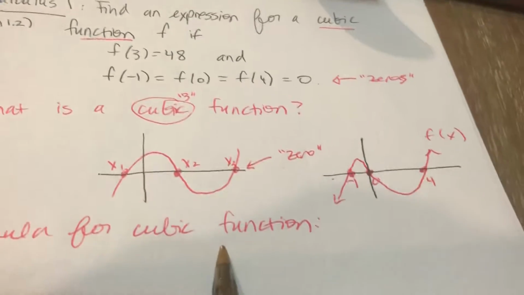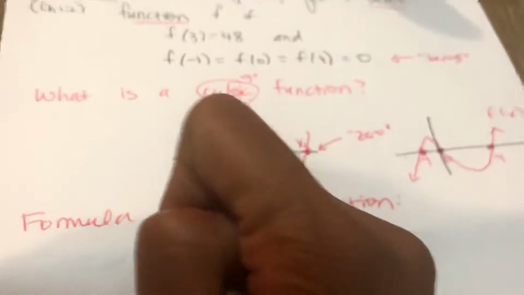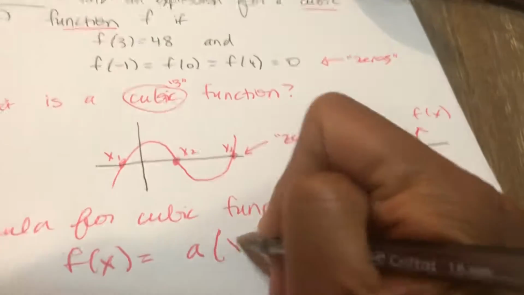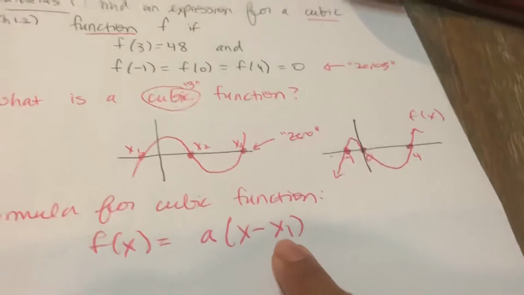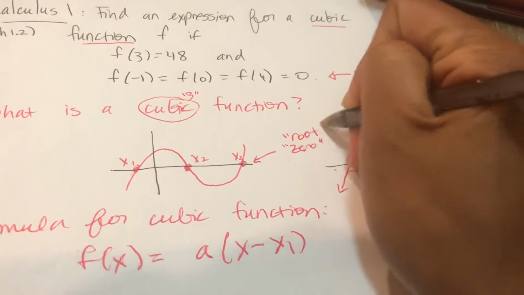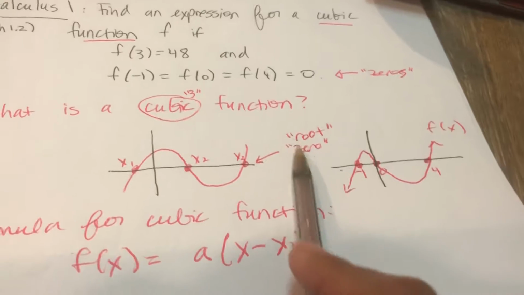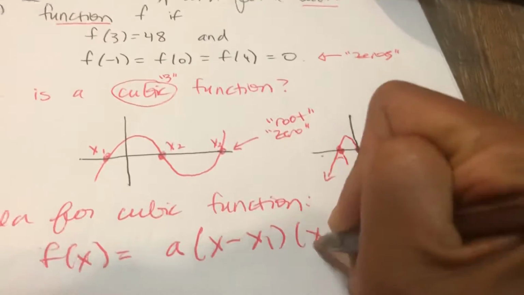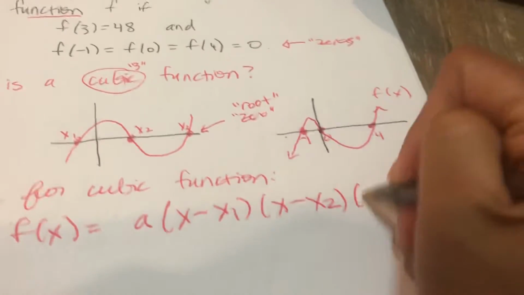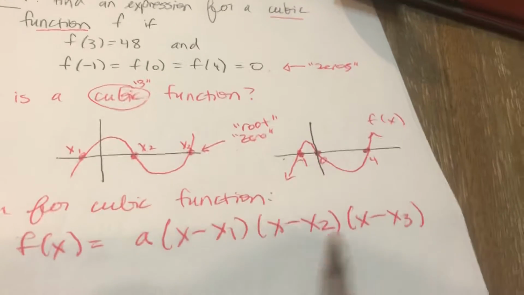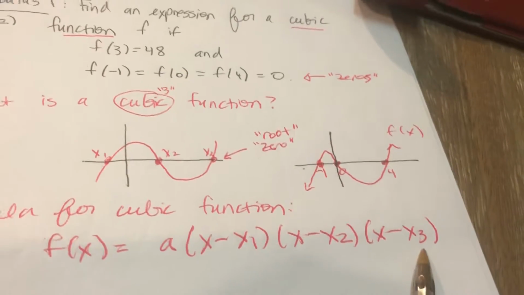So what is the formula for a cubic function? The formula for a cubic function is f of x is equal to a, so that's some constant, some number, times (x minus x1), that's the root. The zeros are the roots. I should say zero or root. Those words are interchangeable. Times (x minus x2), which is the second root, and (x minus x3), which is the third root. So since it's a cubic function, there's going to be 3 roots, so that's why it goes up to 3.